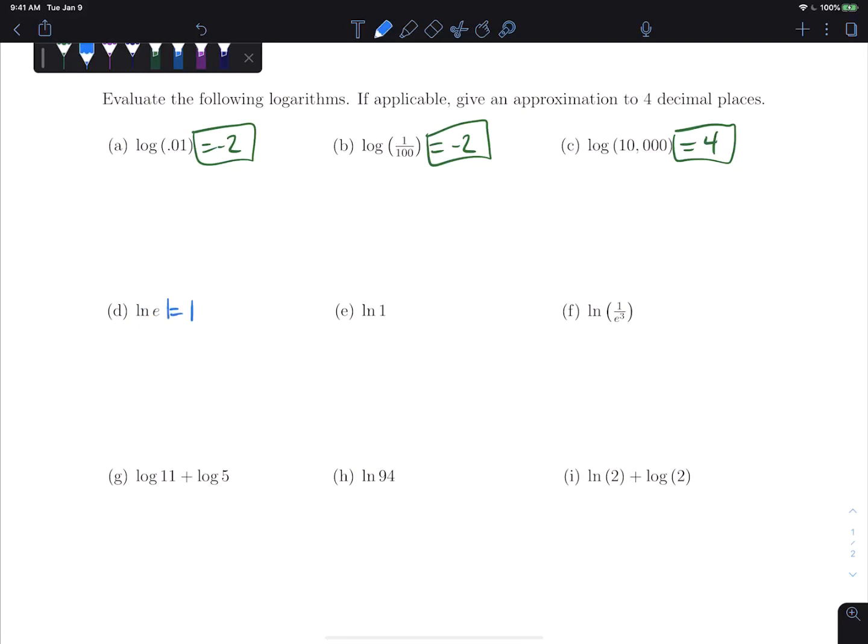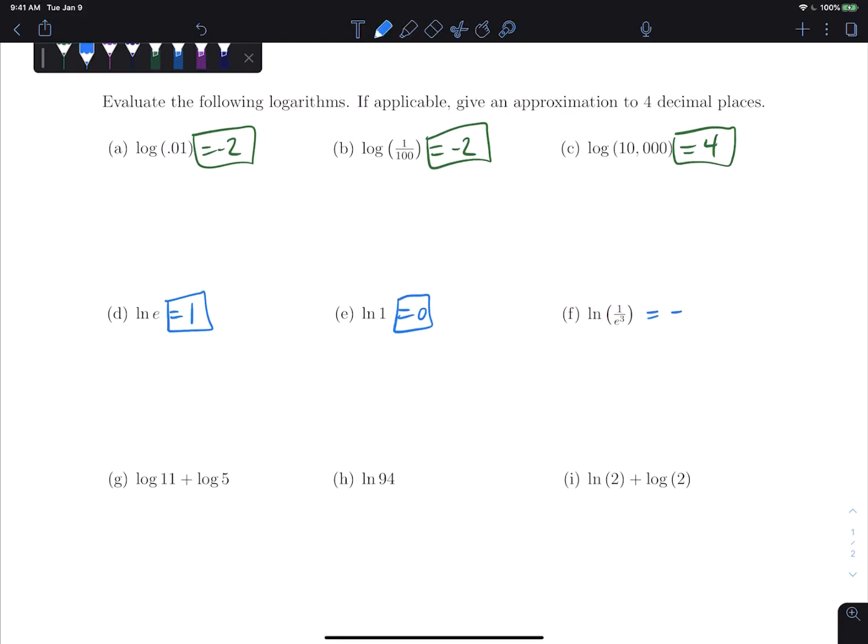Good. Now, down here, natural log of e, base e of e, means they're the same thing, so we're going to get 1 out of it. Natural log of 1 is always 0, so as long as your argument is 1, your logarithm is 0 no matter what. Natural log of 1 over e cubed. This is less than 1. Natural log is a base of e, so it's going to give us a negative value. So e to what power gives us e cubed? That would be 3. So it gives us -3.